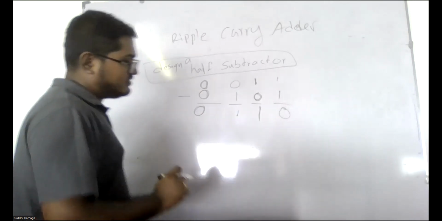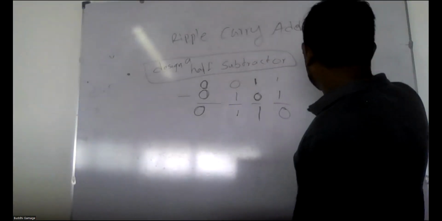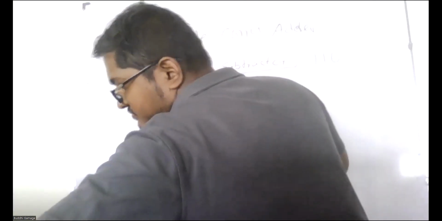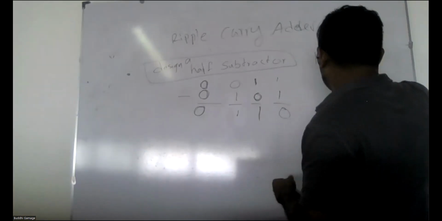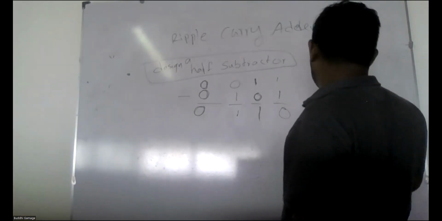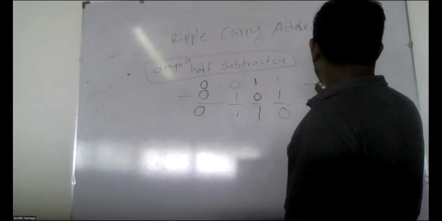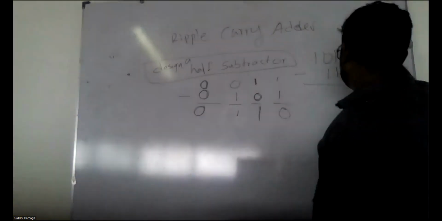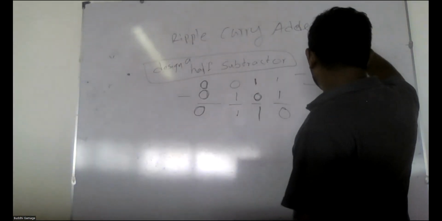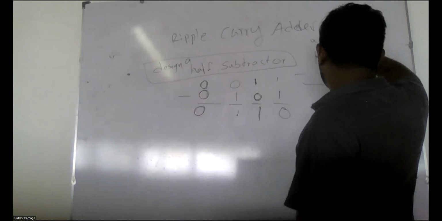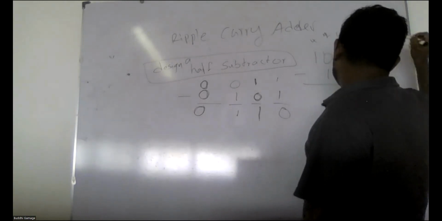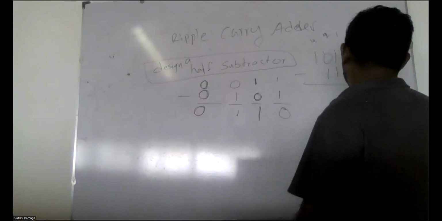Let's consider our goal is, let's say, 1 0 1 minus 0 1 1. So what is 1 0 1? It's 1, 4, 1, 2, 4. So 1 0 1 is 5. 0 1 1 is 3. So 5 minus 3 will give 2. So 2 means 1 0, right?